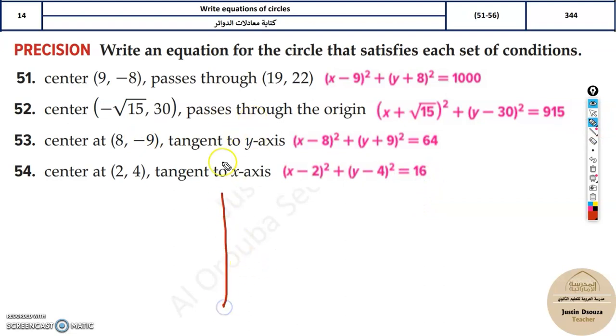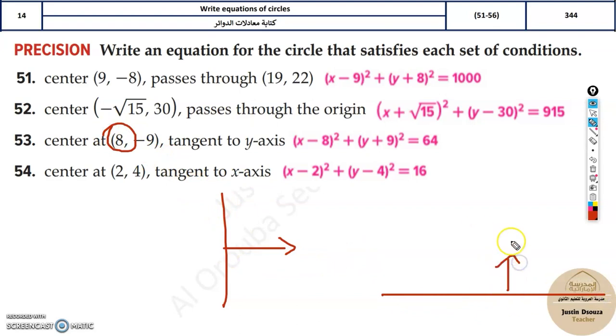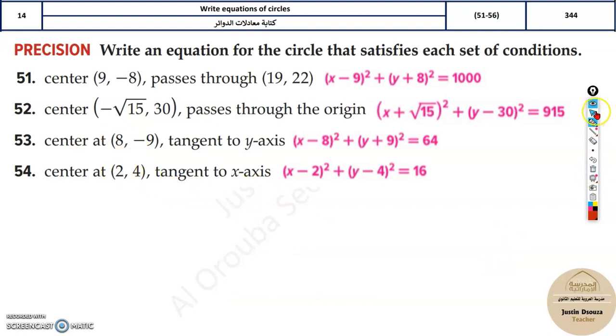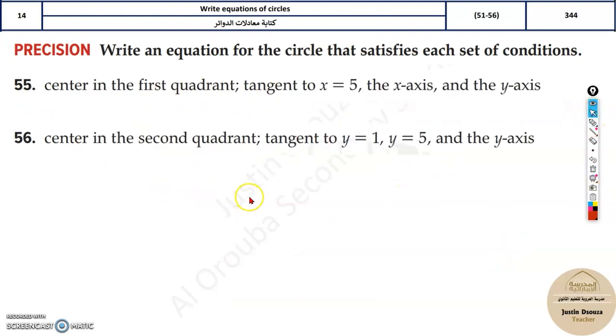Now I'll repeat this again. If it's the y-axis, y-axis tangent means this is straight, so for the circle you need to go like this, the x value. Whereas if it's tangent to the x-axis, it touches the x-axis, so what is the height? The y will be the consideration. That is how we can solve it. It's all straightforward. Now over here, this is another tricky question.